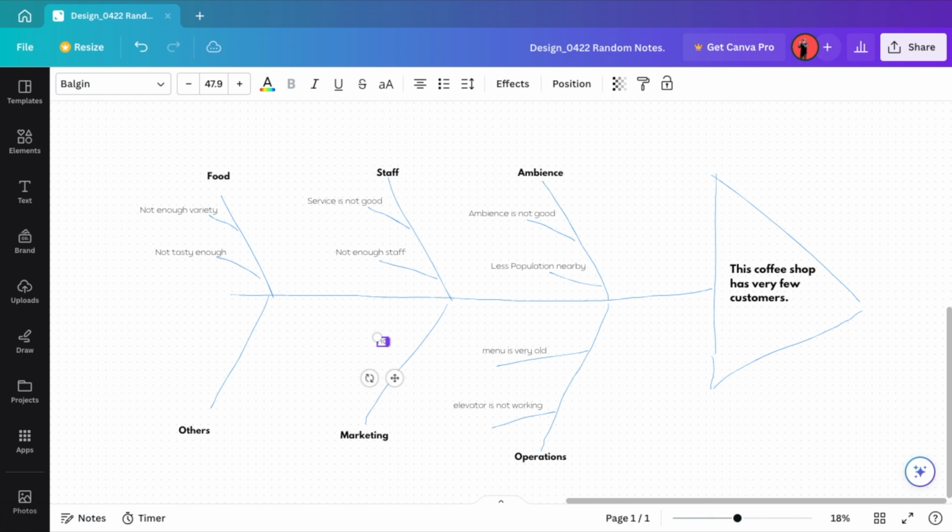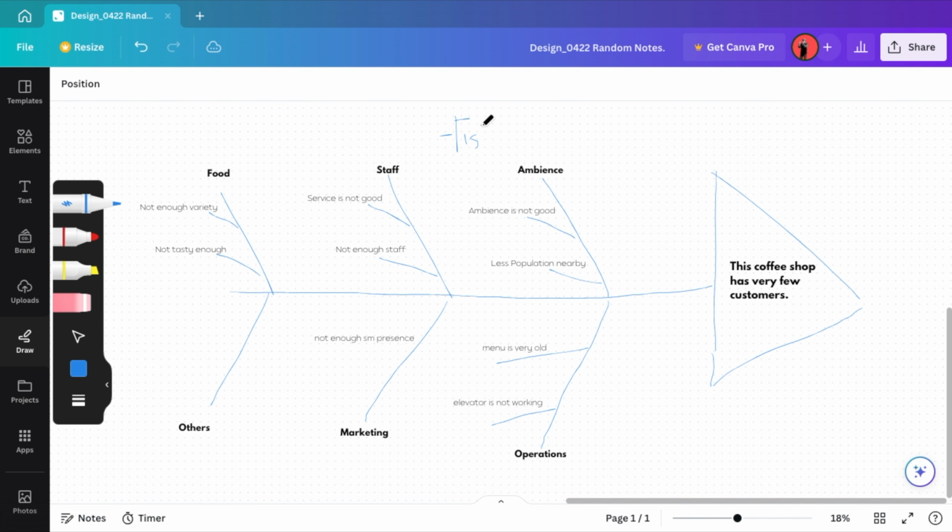Not enough social media presence or something. You haven't heard about this restaurant anywhere, so how will you know about it? There is a problem with the marketing. This is the first technique that we use to identify the main problem areas.